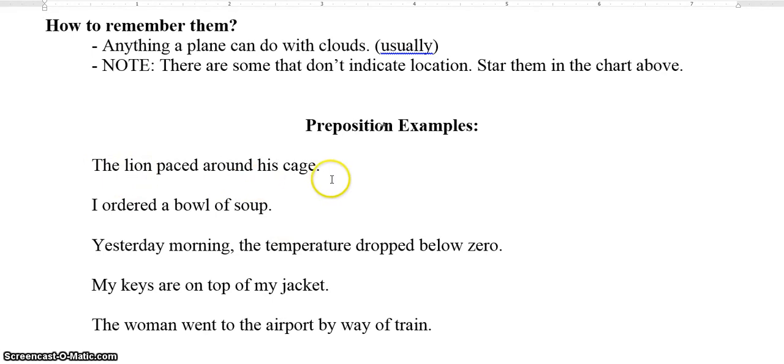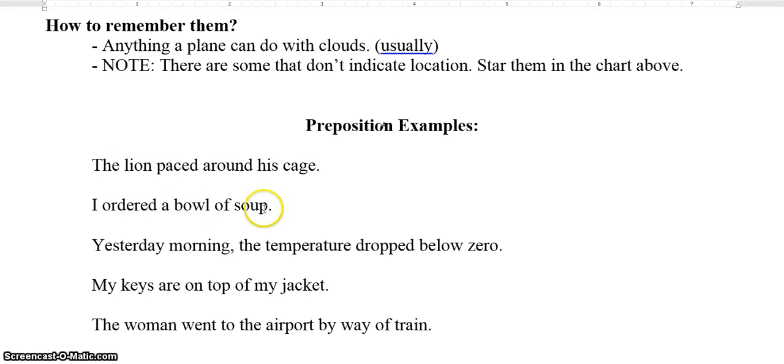The lion paced around his cage. Now you really can identify everything else except for this preposition. So if you know there's a preposition in a sentence, label everything else first, just like adverbs. So the is an article, lion is a noun, paced is an action verb, his is a pronoun, and cage is a noun. Well, around is your preposition and it's a direction word.